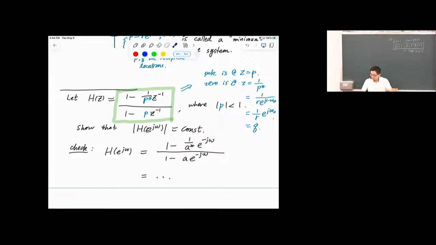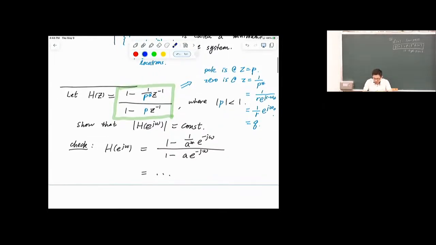So now the checking is as follows. Let me just, for some reason, change my notation. A is P. P here, P here. Next, just to follow it step by step, when we evaluate H on the unit circle, we just substitute z by e to the j omega, as always. So that's the first step.